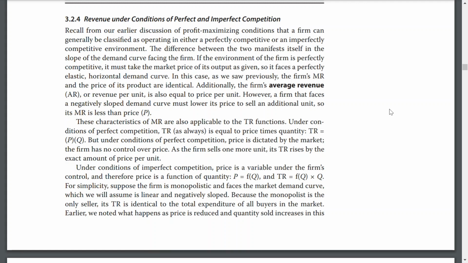However, a firm that faces a negatively sloped demand curve may lower its price to sell an additional unit, so that marginal revenue is less than the price P. These characteristics of marginal revenue are also applicable to the total revenue function under conditions of perfect competition. Total revenue, as always, is equal to price times quantity.